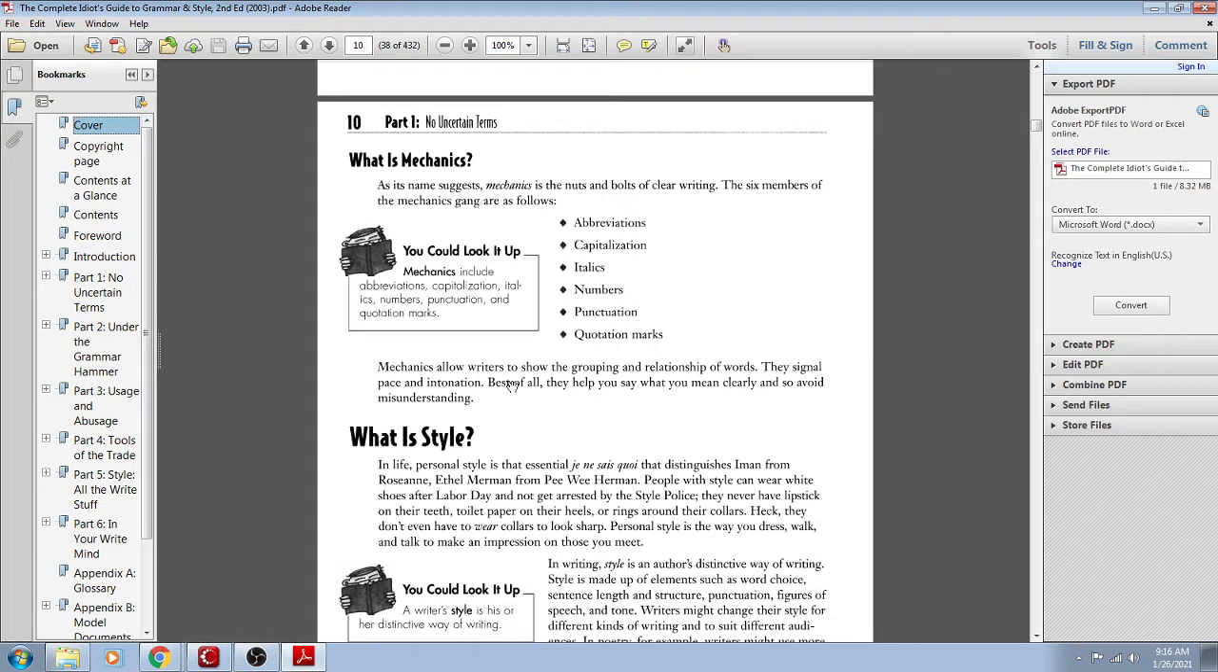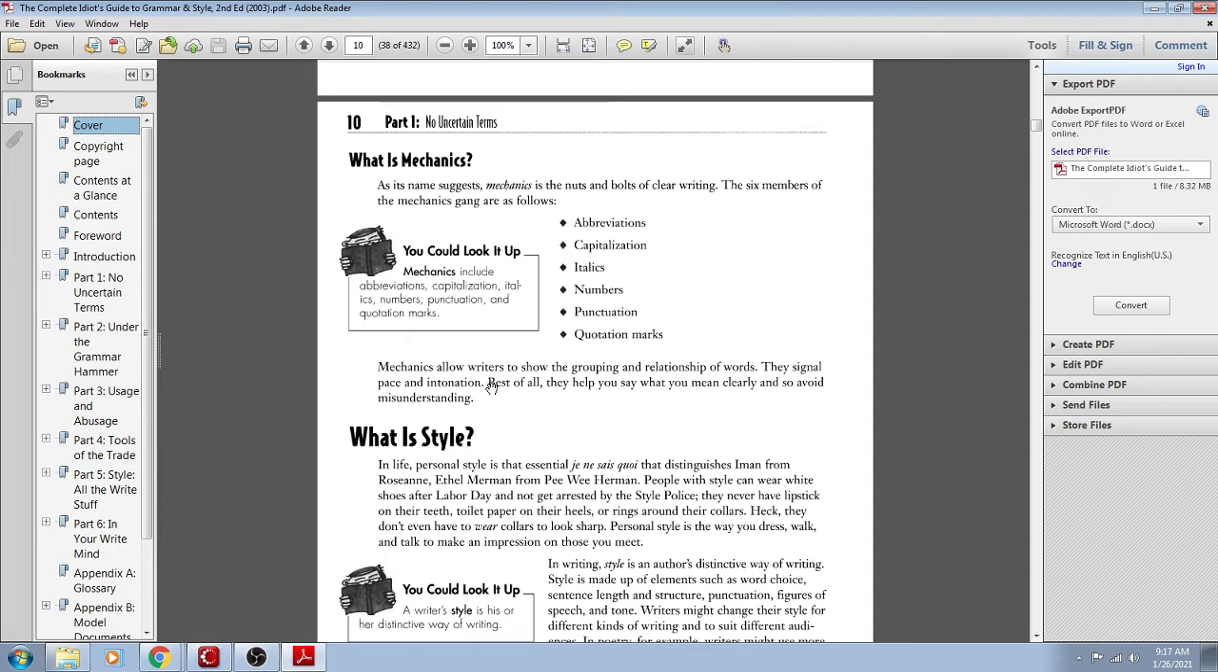They signal pace and intonation. Best of all, they help you say what you mean clearly and so avoid misunderstanding. Alright, so this is about mechanics. Allow writers to show the grouping and relationship of words. They signal pace and intonation: when to pause, when to carry on, how to sound.